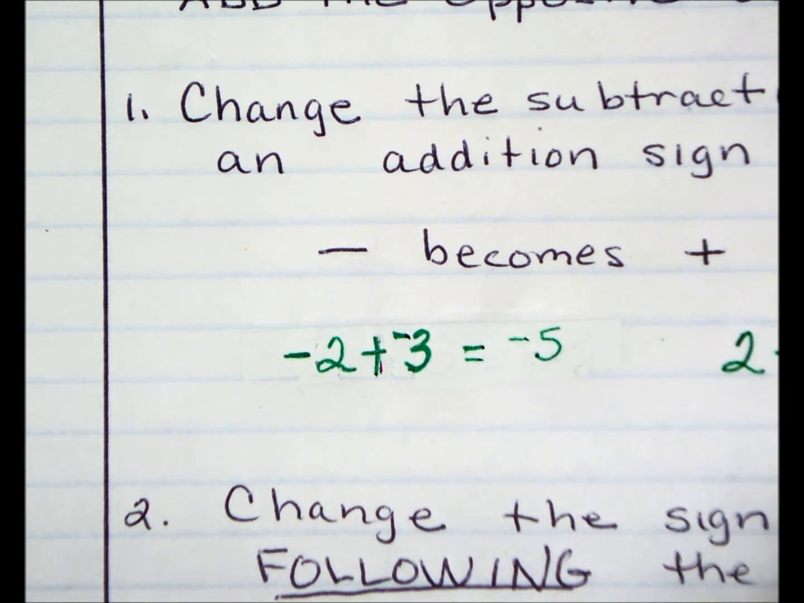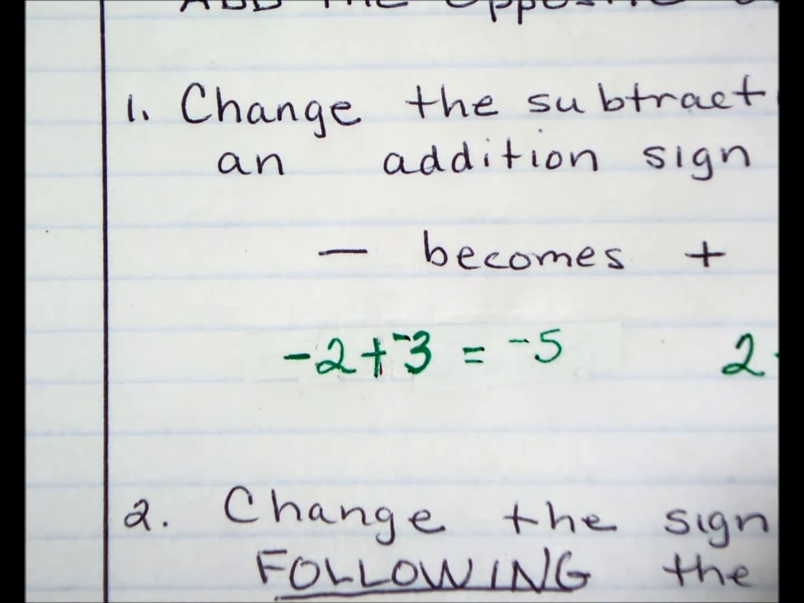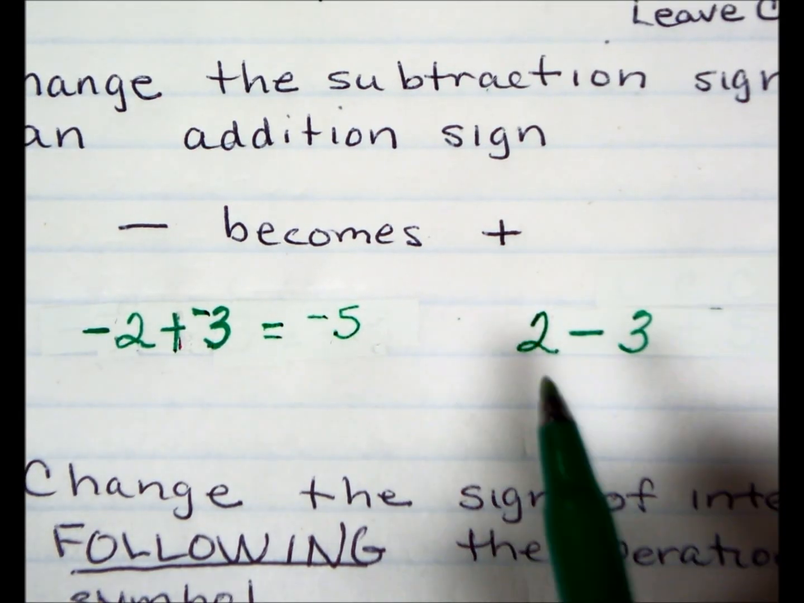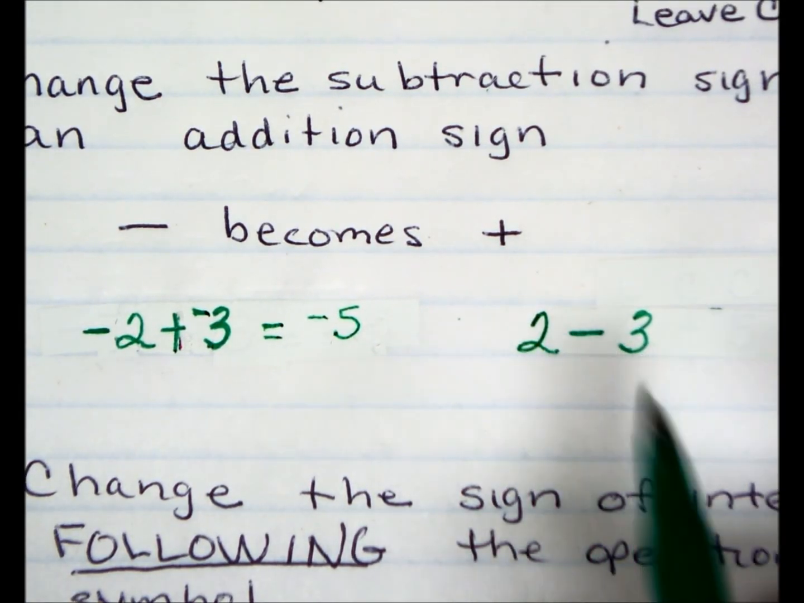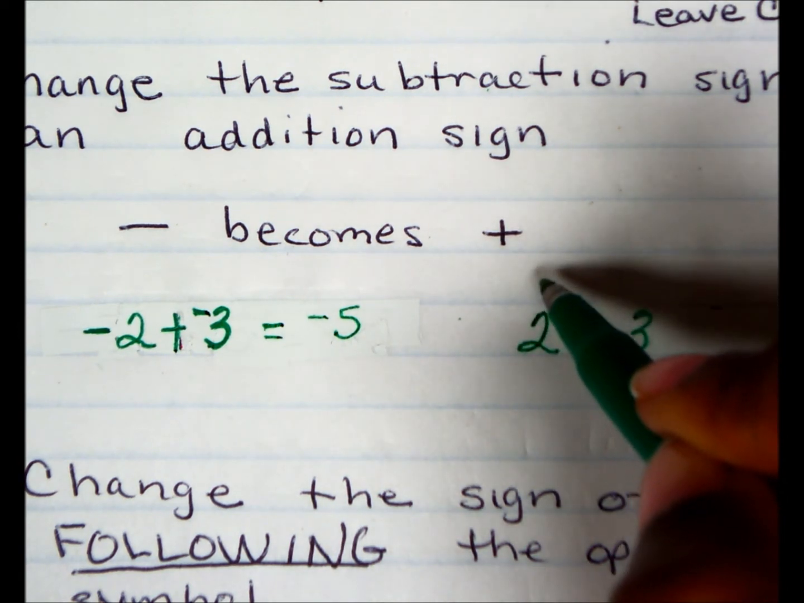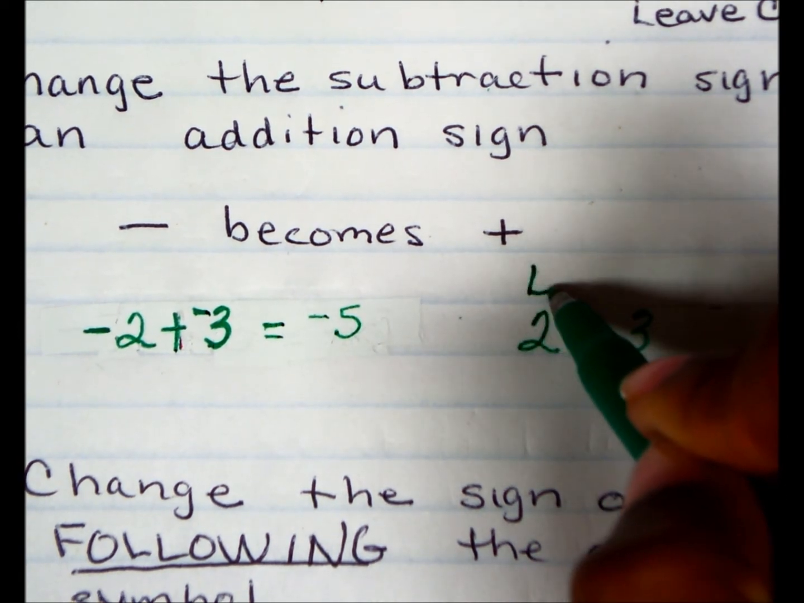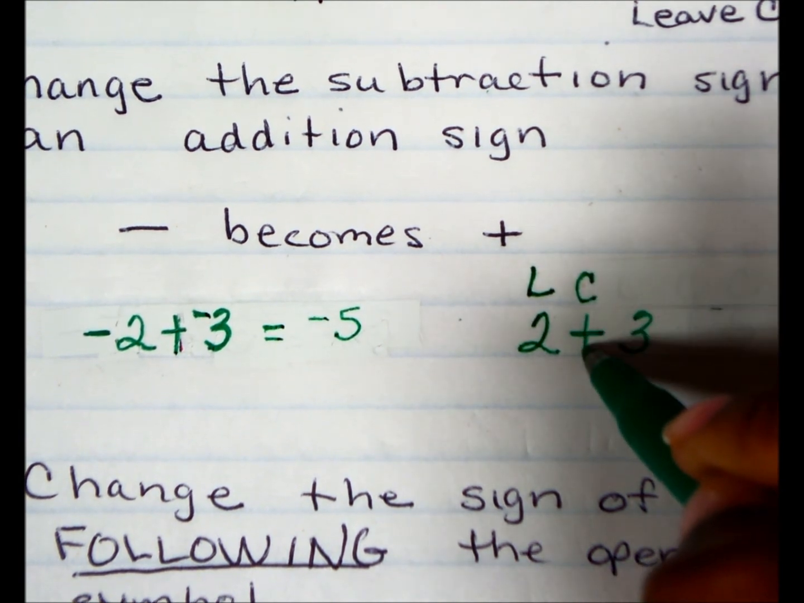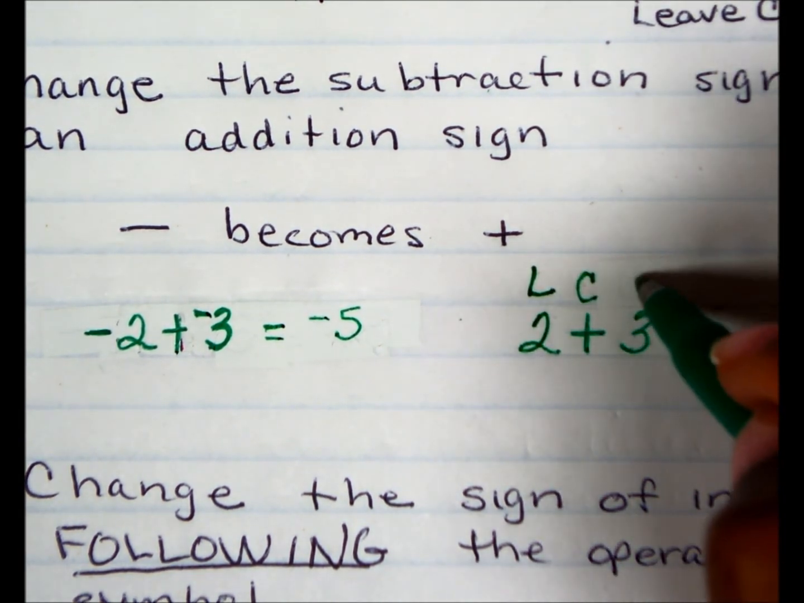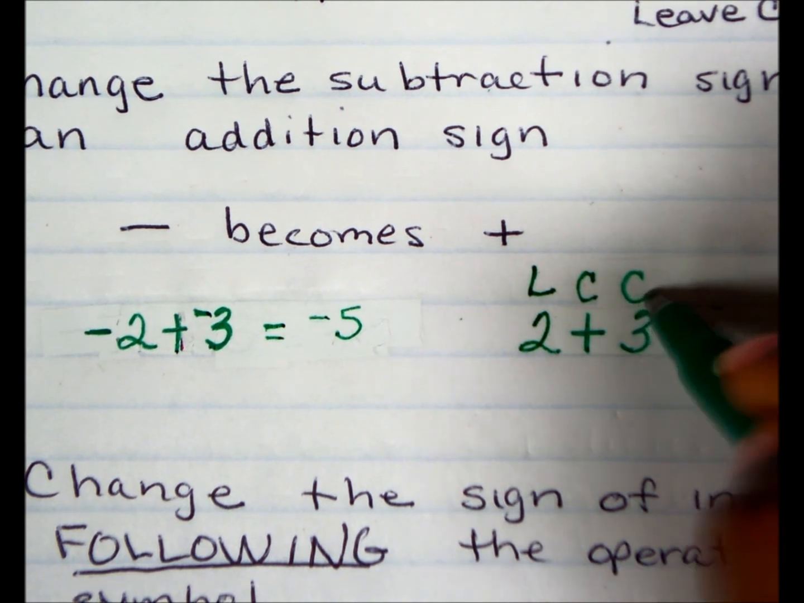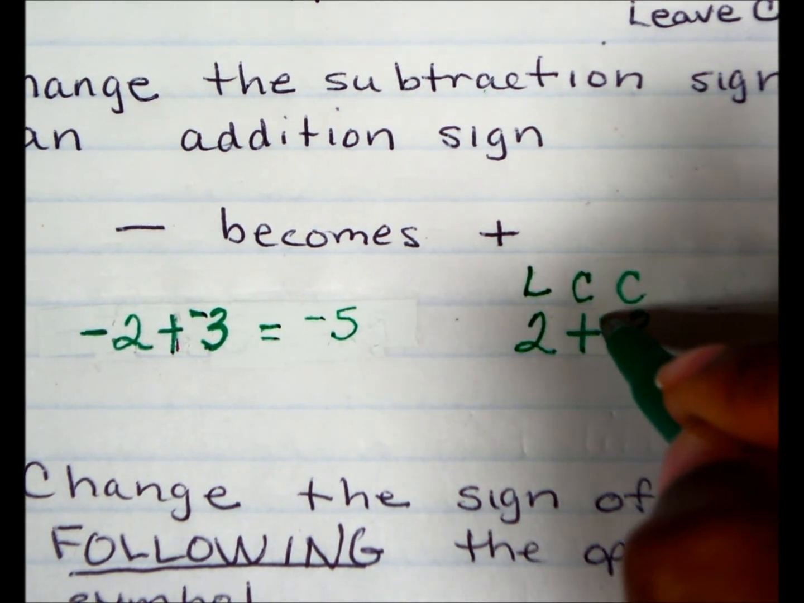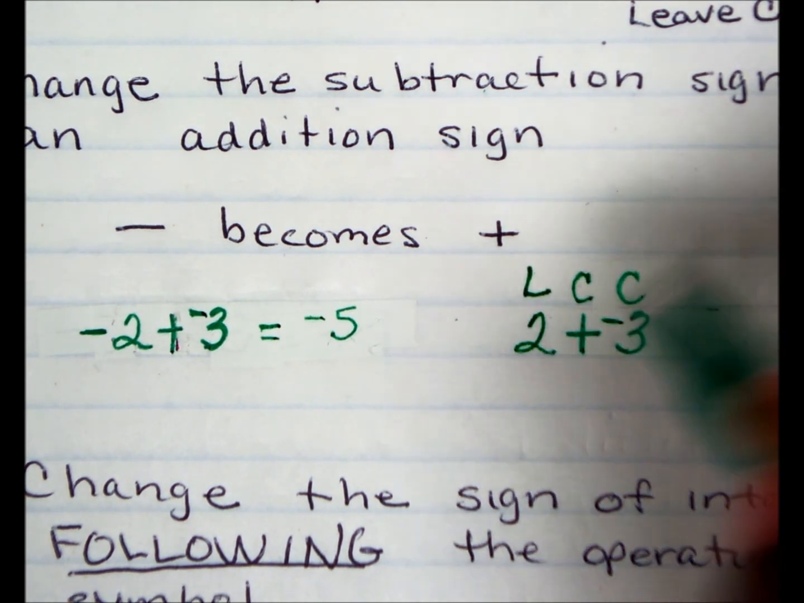Now, a lot of people like leave, change, change. They say they remember that better, so I'm going to show you how that works. This says 2 minus 3. In leave, change, change, you leave the first integer, you change the operation symbol to an addition symbol, and you change the integer following that operation symbol to its opposite. So again, we would change that to a negative 3.